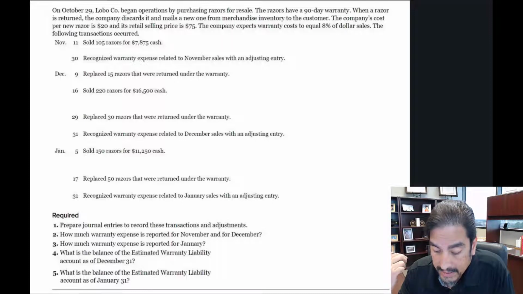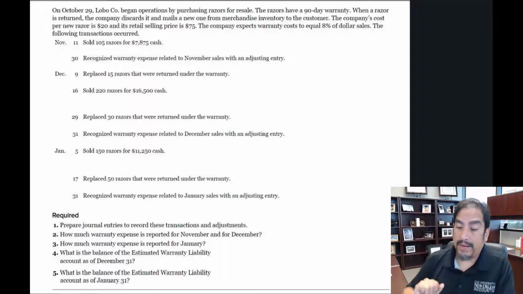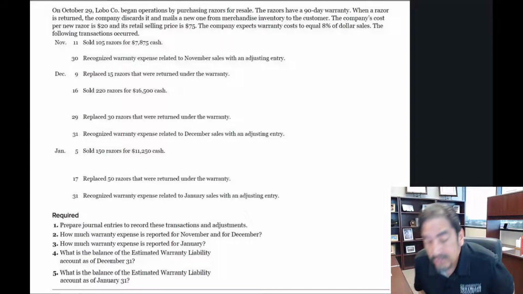And then we're asked, how much is the warranty expense in November and December? And then we're asked, how much is the warranty expense in January? And then what is the ending balance for the estimated warranty liability account at the end of December and at the end of January? Okay, so first, journal entries.